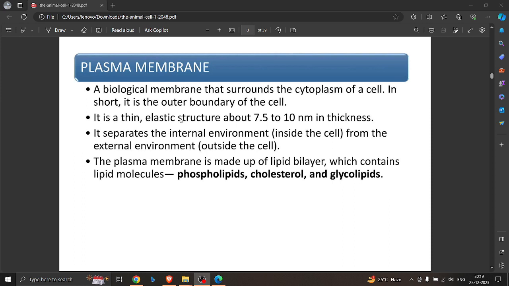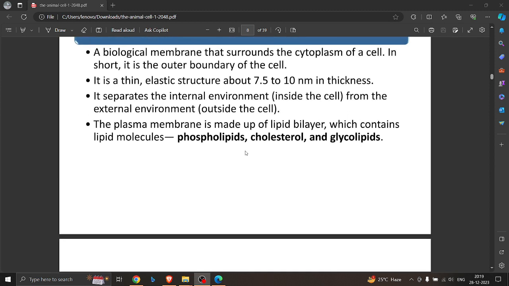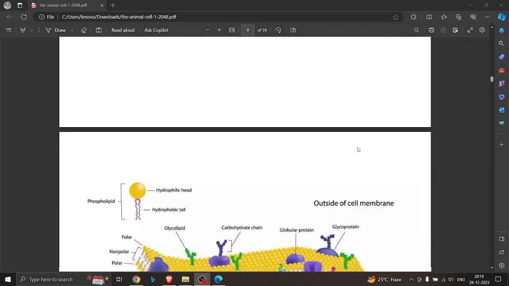The plasma membrane is a biological membrane that surrounds the cytoplasm of a cell. It is also known as the outer boundary of the cell. It is a thin elastic structure of about 7.5 to 10 nm in thickness. It separates the internal environment inside the cell from the external environment outside the cell. The plasma membrane is made up of a lipid bilayer, which contains lipid molecules including phospholipids, cholesterol, and glycolipids.